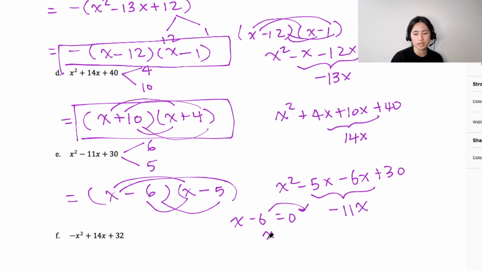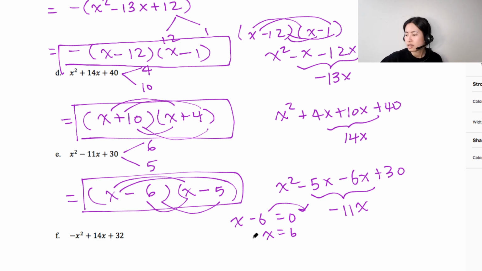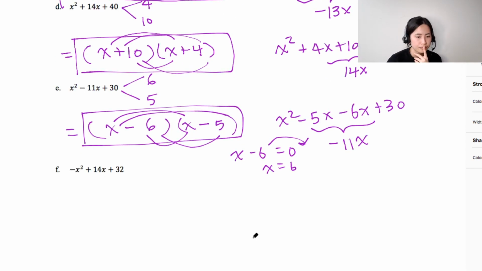If you turn this into x is equal to 6, then you know that it's supposed to be x minus 6. And also x minus 5, right? In that sense. Okay, let's try negative x squared plus 14x plus 32.